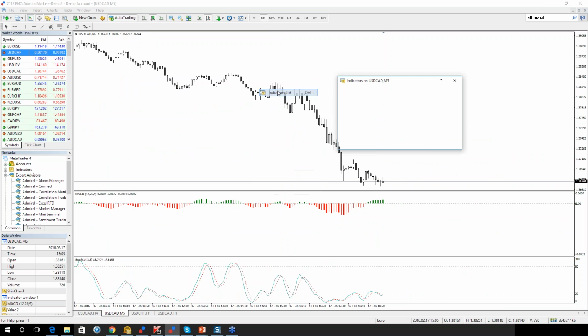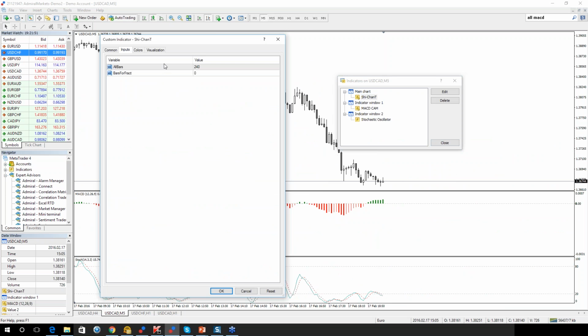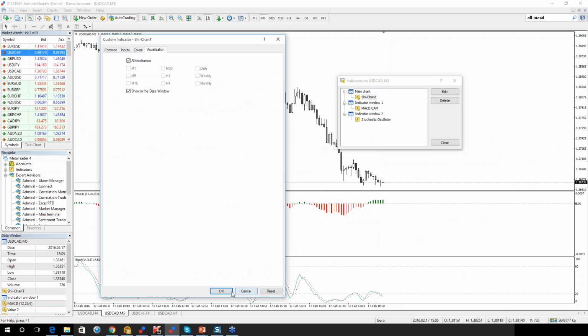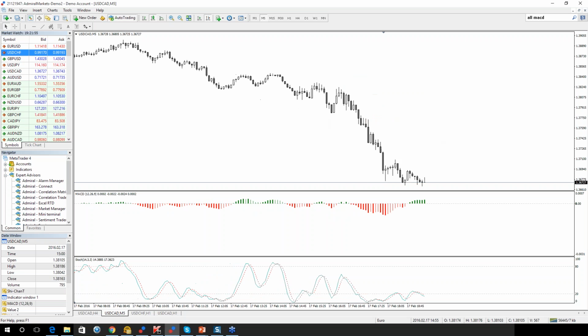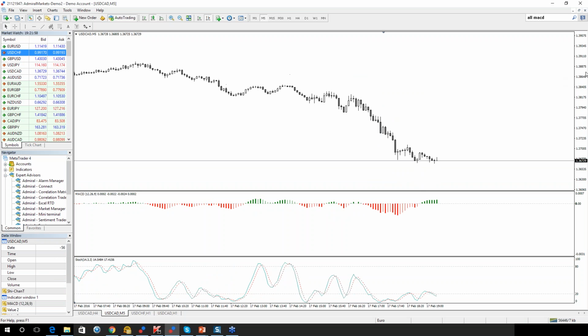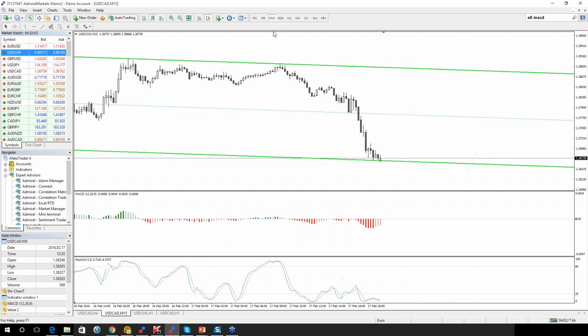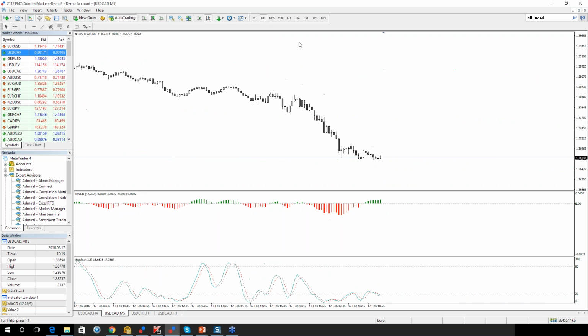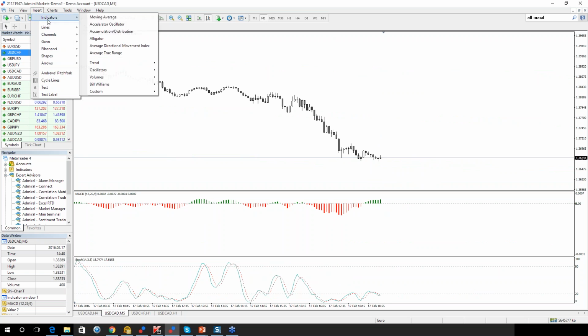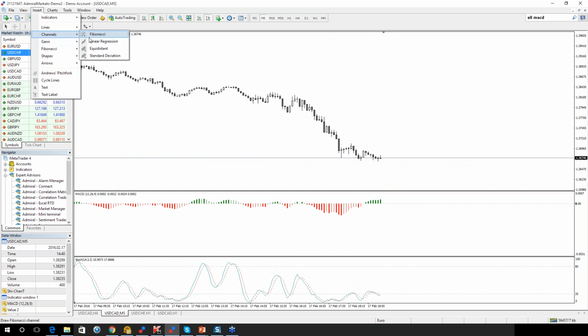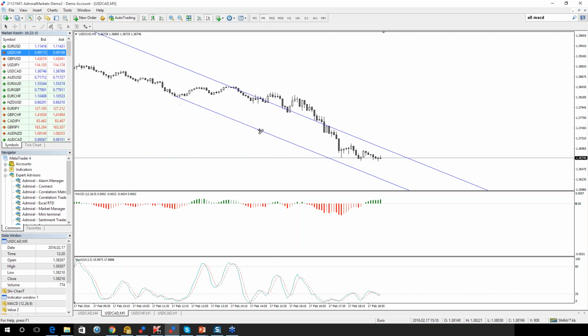And actually you would like to see a channel here, but we don't have any channel on 5 minutes. That means we need to draw the channel manually, right? Because, as I said, the indicator will not always be in a position to draw a channel. You need to identify the channel yourself. So go to Insert, Channels, Equidistant Channel, and try to spot a channel.